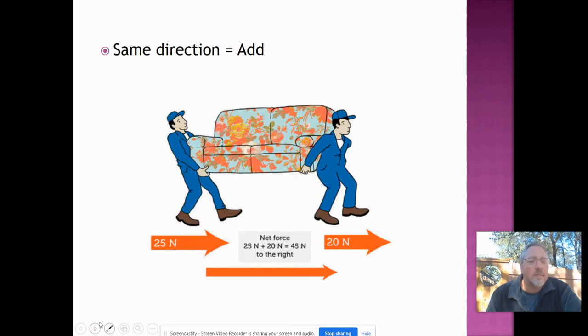Let's look at these guys. They're going in the same direction. So what do you think I should do? Well, if opposites subtract, the same direction you should add. So he's pushing with 25 newtons. He's going to the right, pulling with 20 newtons. So they're helping each other, not working against each other. So I shouldn't subtract. So 25 newtons push, 20 newtons pull. You add them together, they're working together, and they've combined their strength to 45 newtons to the right.